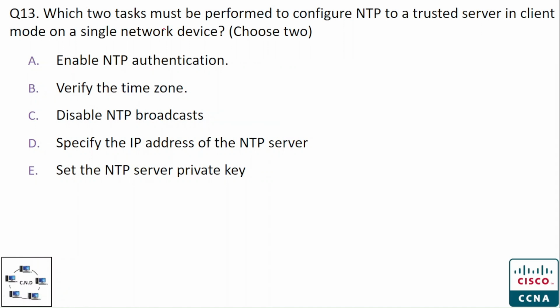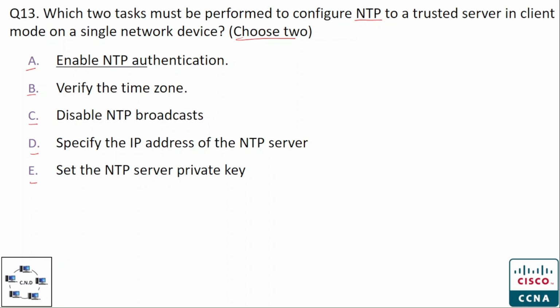Question number 13. Which two tasks must be performed to configure an NTP to a trusted server in client mode on a single network device? We are talking about Network Time Protocol, and you have to choose two options. Option A, enable NTP authentication. Option B, verify the time zone. Option C, disable NTP broadcast. Option D, specify the IP address of the NTP server. And option E, set the NTP server private key.